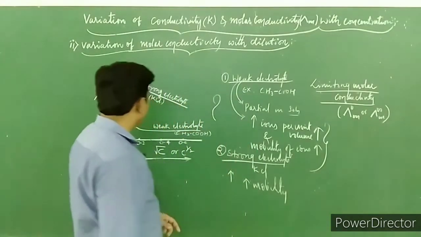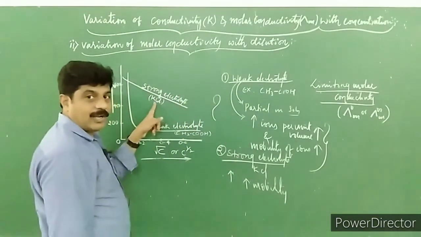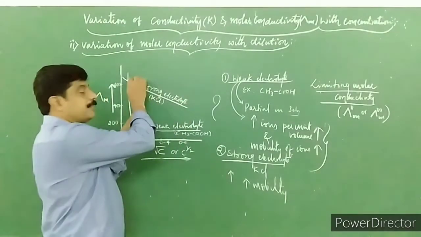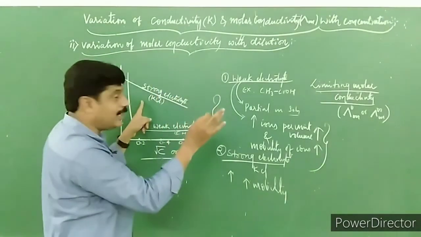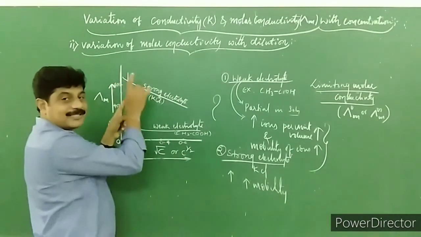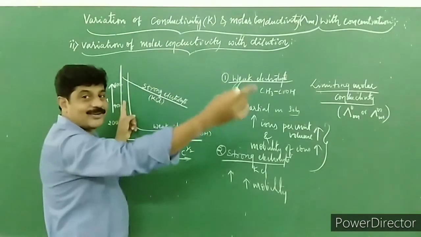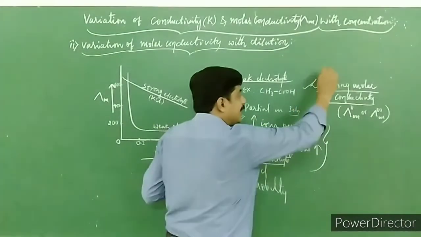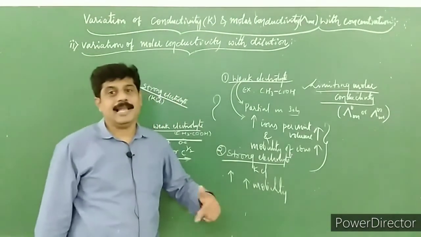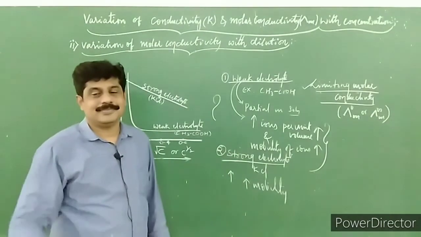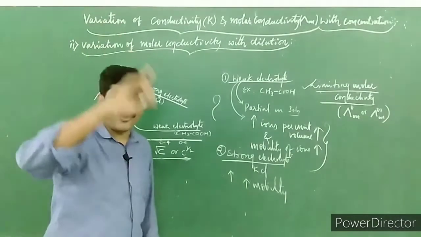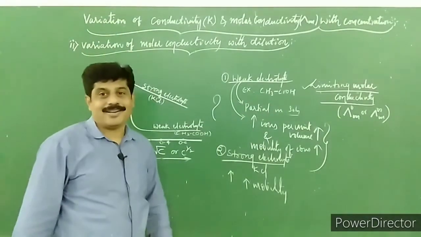Children, look at here. In the case of strong electrolyte, as I said, increase in molar conductivity is gradual, and you can extrapolate this graph to zero concentration. That means molar conductivity at zero concentration is called limiting molar conductivity, denoted as lambda m infinity or lambda m naught. In other words, molar conductivity at zero concentration is called limiting molar conductivity.